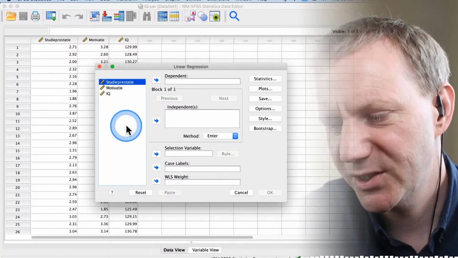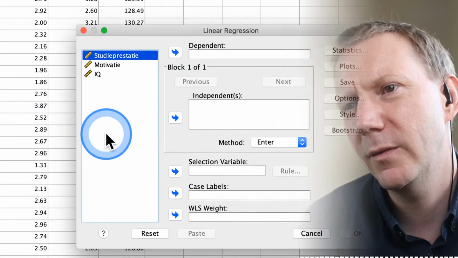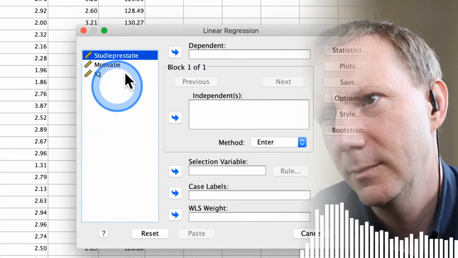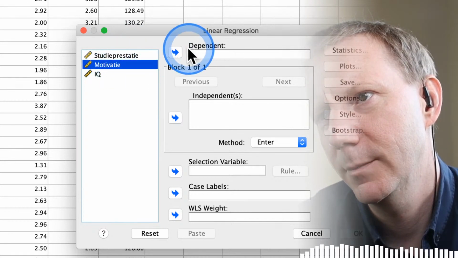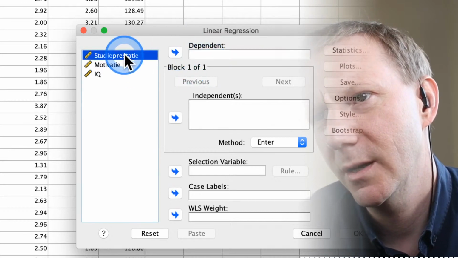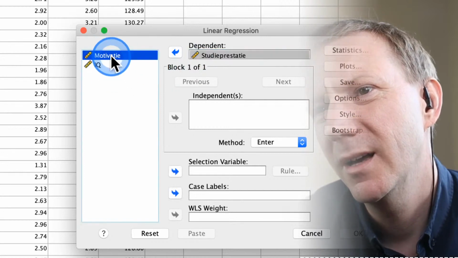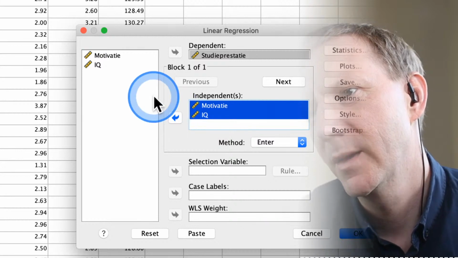We want to predict study outcome based on motivation and intelligence. Put study outcome in the dependent variable, motivation and IQ in the independent variable box. Okay. So you're saying this one, motivation, no, sorry, not motivation, studieprestatie, so study outcome, and motivation and intelligence in the independent box.